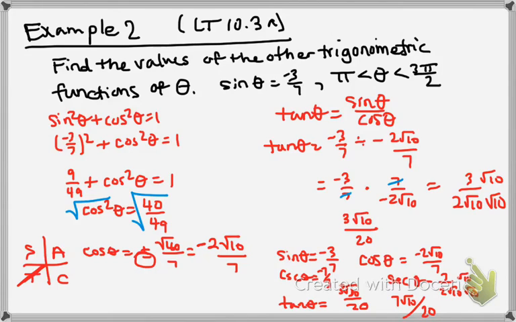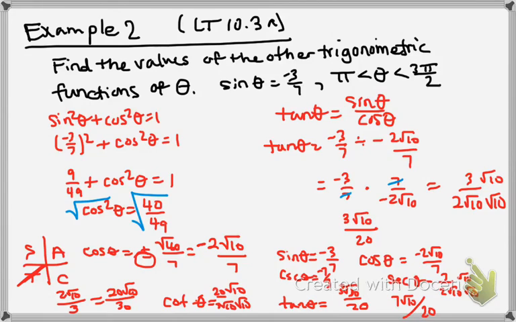And then the last one I need, and I'm just going to squeeze it over here, is the cotangent. Cotangent of theta is equal to the reciprocal of the tangent. So 20 over 3 square roots of 10. Can't leave that square root in the bottom, so I multiply top and bottom by the square root of 10. So I get 20 square roots of 10 over 3 times 10, so 30. And then notice that I can reduce that a little. 10 goes into both my numbers. So I get 2 square roots of 10 over 3.